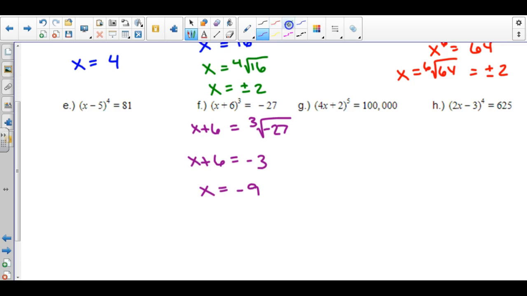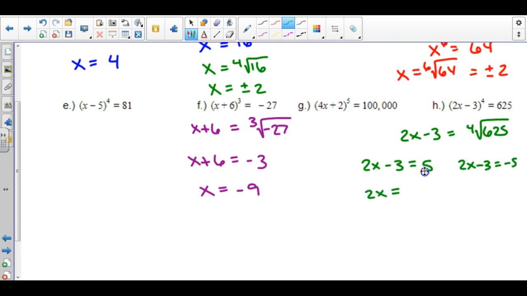And then on to part H. I'll skip over to H. Right away, take a 4th root on both sides. So I'd have 2x minus 3 is equal to the 4th root of 625. And I want to recognize that I've got this even-powered index, which implies that I have 2 answers for this. So the 2x minus 3 could either be equal to positive 5, or the 2x minus 3 could be equal to negative 5. And then we're just going to solve both of these equations. So add 3 and then divide by 2. So x equals 4 is one of my answers, and then I'm going to add 3 here and divide by 2 again, and negative 1 is my other answer.